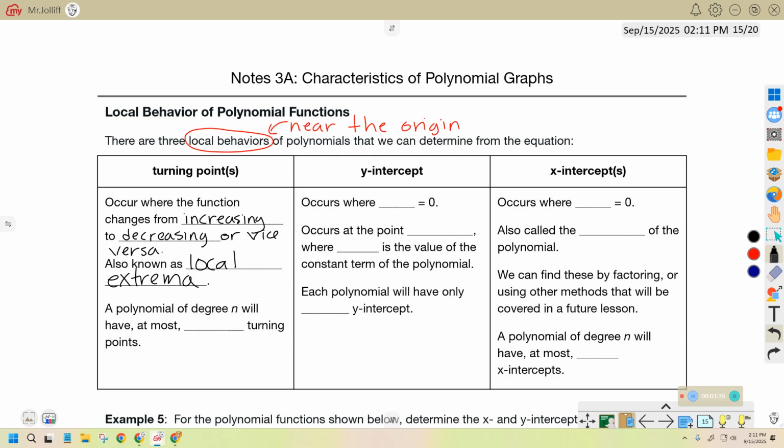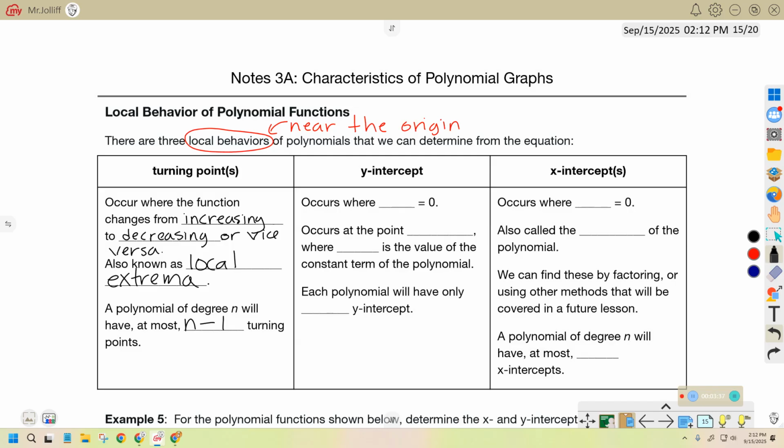We know for a polynomial of degree n, I should have at most n minus 1 turning points. I might have fewer than that. I will never have more than that.